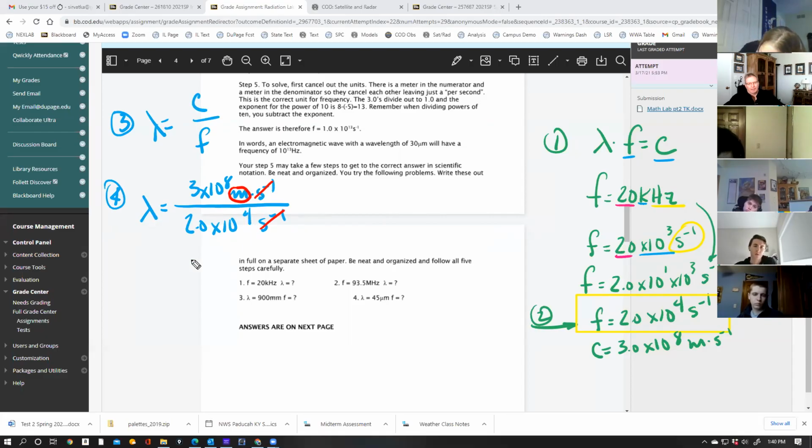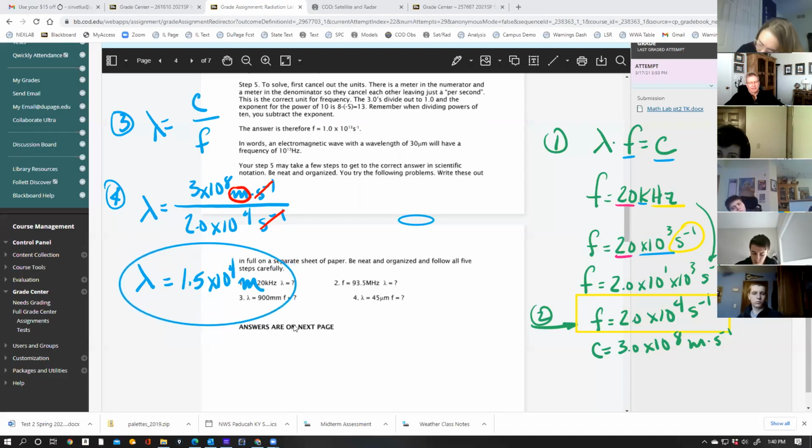So I'm happy. Now, last time I checked, 3 divided by 2 is how much? 1.5. 10 to the 8th divided by 10 to the 4th. When you divide exponents, you subtract, times 10 to the 4th meters. And then I look at this and I go, oh, well, hold on a sec. That seems to be good. I don't even need to do anything with that, do I? And that's the correct answer.